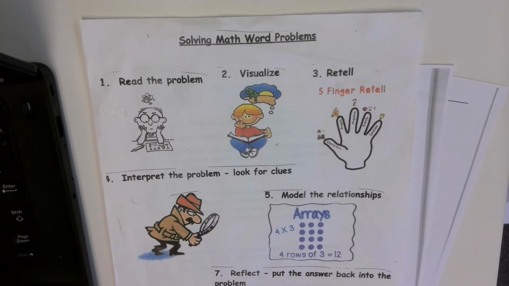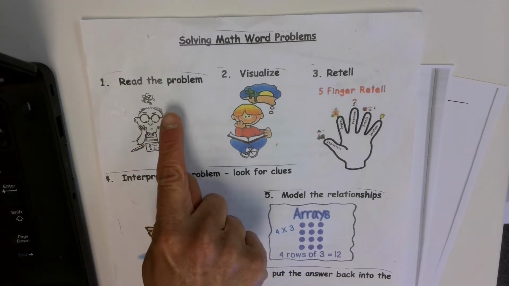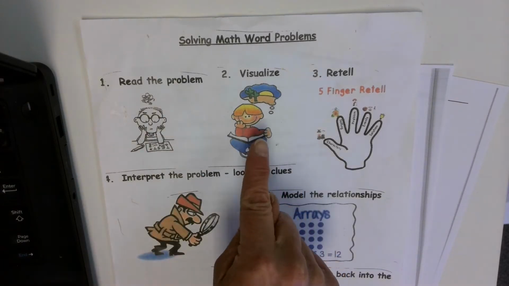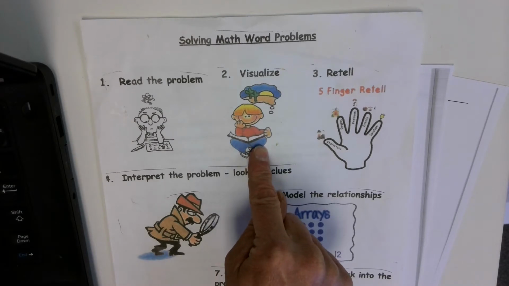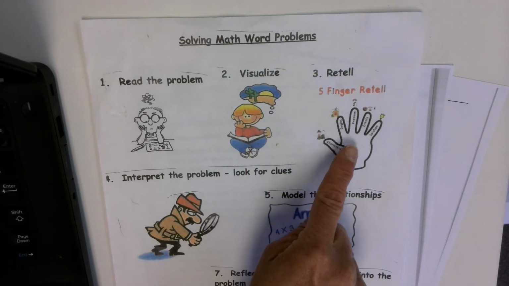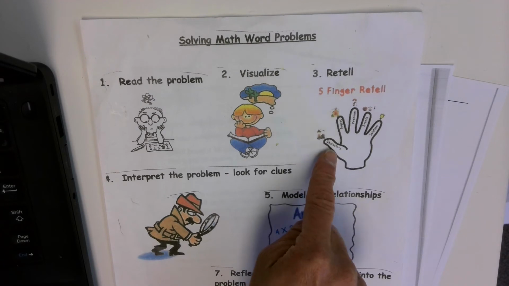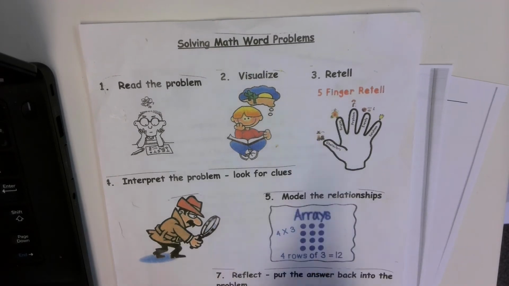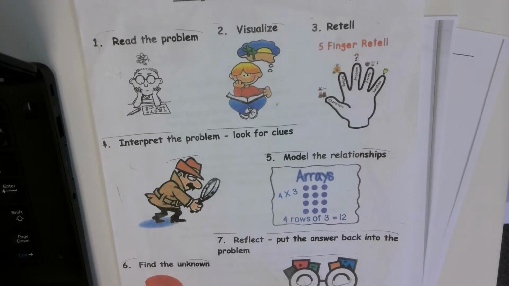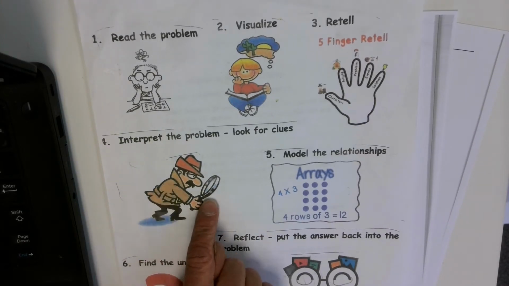The first step is be sure to read the problem carefully. Secondly, visualize what the problem is saying. Third, retell it. Can you retell it in your own words? That way you know that you understand what the question is asking. Fourth step, interpret the problem. Look for clues. Use those keywords.